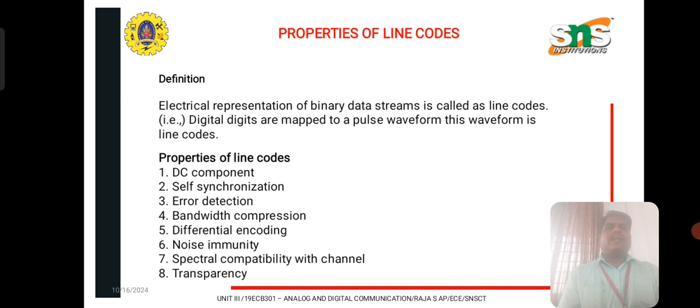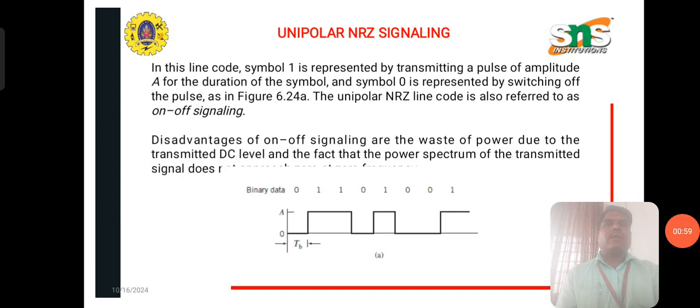The important properties of line codes are DC component, self-synchronization, error detection, bandwidth compression, differential encoding, noise immunity, spectral compatibility with channel, and finally the transparency in signal transmission. And now we are going to see the various methods of line coding. The first important one is unipolar NRZ signaling.